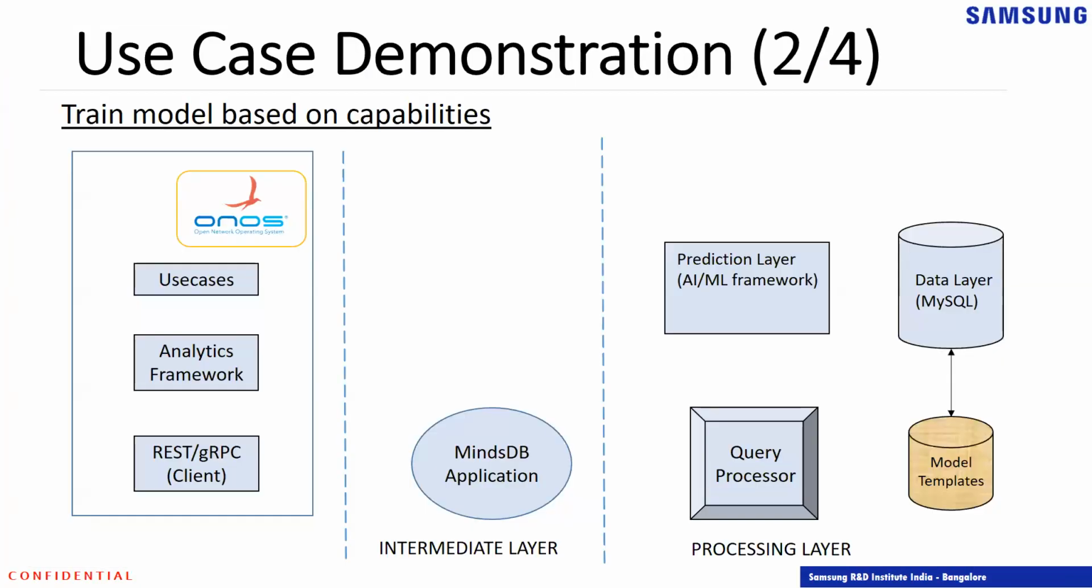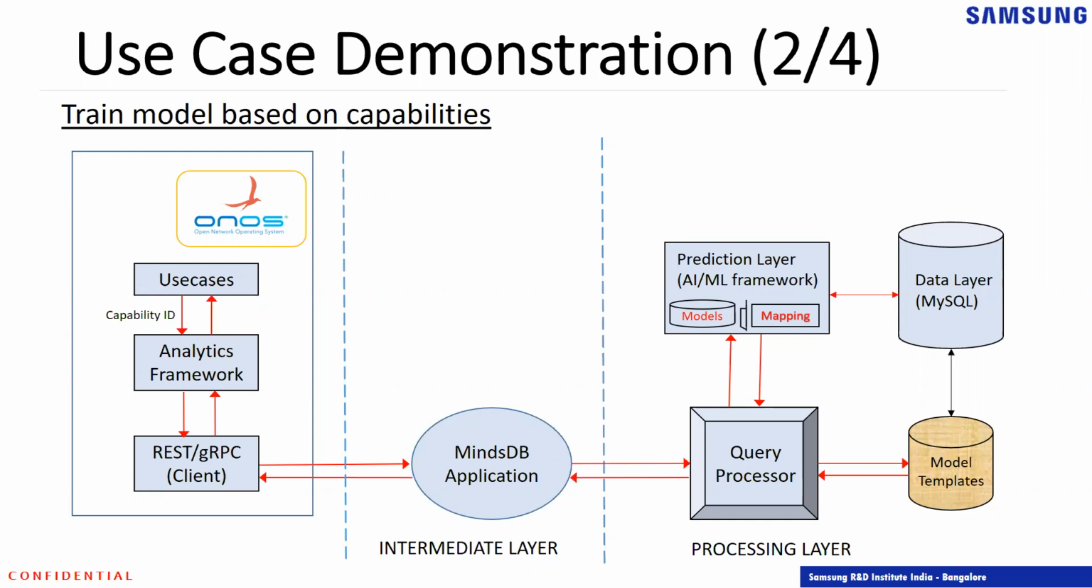So now the application knows what templates are available from the data set, and the application will now choose the template with a template ID, and it will give it to the analytics framework. The analytics framework will, as usual, interact with MindsDB through REST, and it will call the query processor, and the query processor will fetch the correct template ID from the model template store. And the query processor will ask the prediction layer to start training. So the prediction layer will fetch the data that is needed for the training, start training, and store the models. It will just prompt the analytics framework that the training has started, and the application knows, okay, the training is started for that particular template.